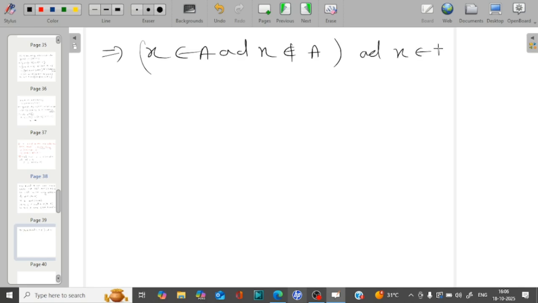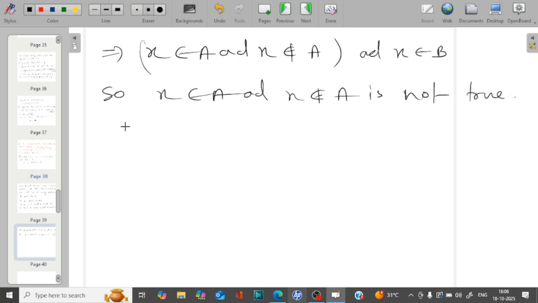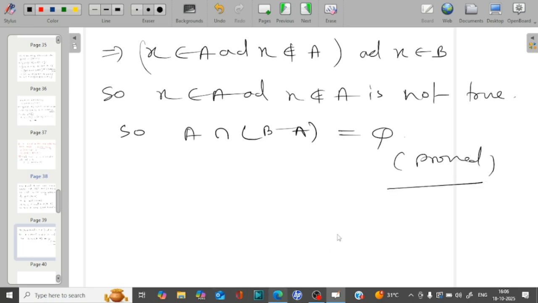We have to find that element which belongs to A and does not belong to A. There is no element which belongs to a set and does not belong to the set, both are not possible here. Okay, so here X belongs to A and X does not belong to A is not true here. So A intersection (B difference A) is equal to phi. Proved here.